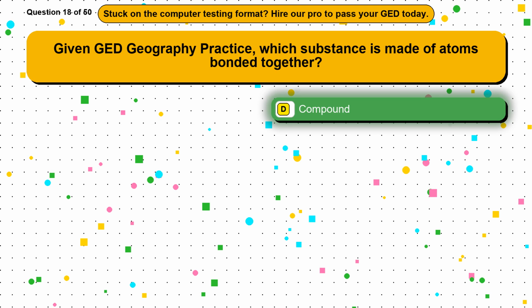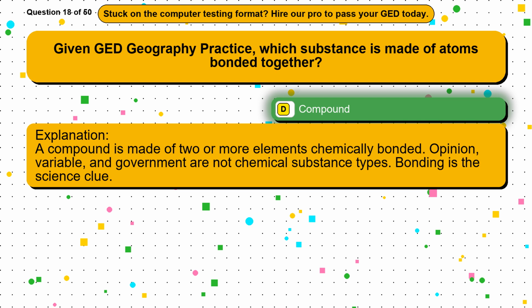The correct answer is option D. Compound. A compound is made of 2 or more elements chemically bonded. Opinion, variable, and government are not chemical substance types. Bonding is the science clue.